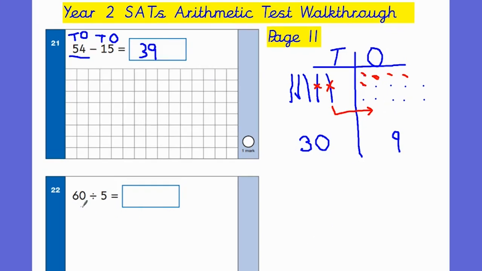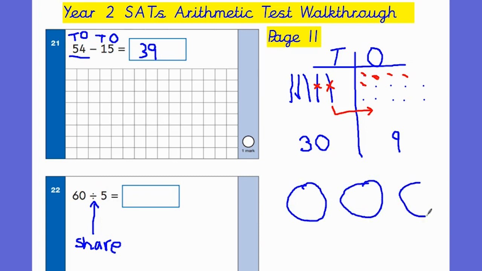So the next question, 60 divided by 5. Once again, we would tell the children that this symbol here means to share. So what we're essentially saying is 60 sweets shared by 5 people. Now, I know for some of these questions, we would encourage the children to draw out those 5 groups, because we're sharing 60 between 5 people, and then to share them out between those 5 groups. But that's a very long way of doing it.